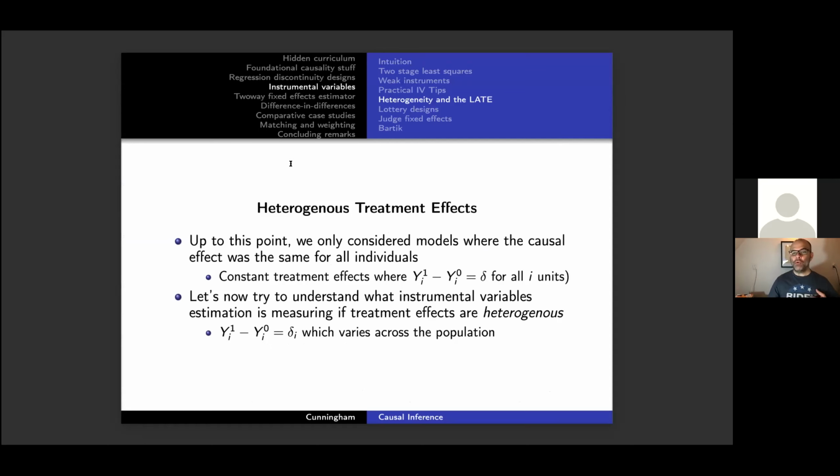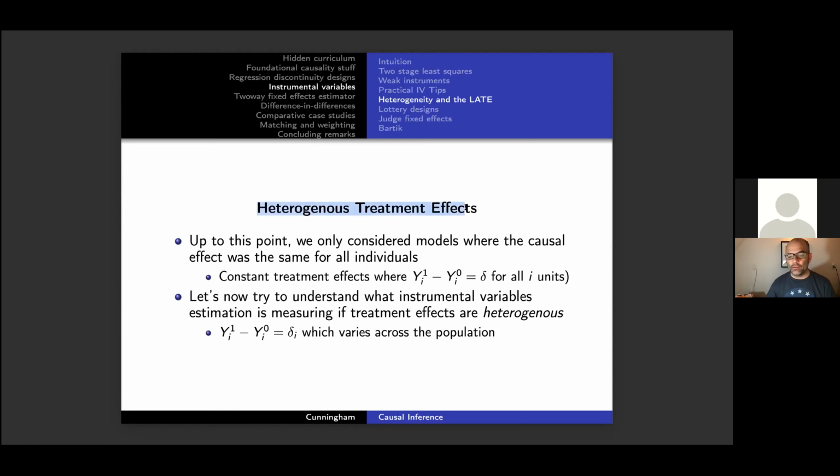All right. So that was everything to do with constant treatment effects. It was kind of giving some practical guidance. And then we learned about two-stage least squares. It's just barely touching on a lot of IV estimation, but we did that. Okay. So we went through two-stage least squares. We discussed weak instruments. We discussed exclusion. We had these practical tips.